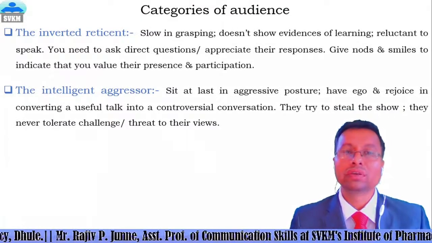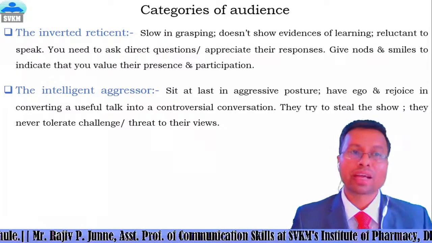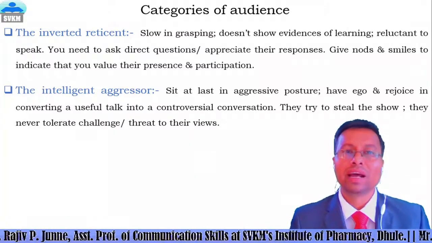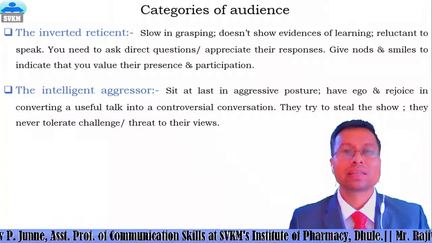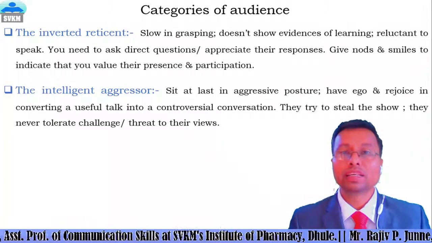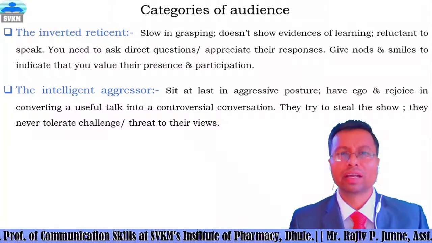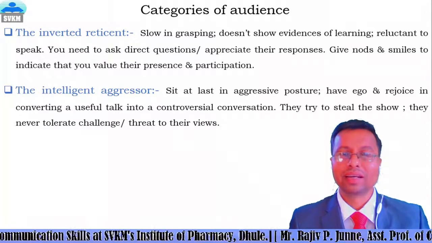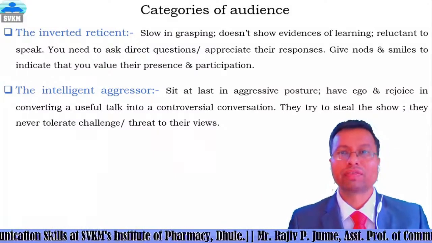What categories of audience are there? The first category is introverted reticent. What are these introverted reticent? They are slow in grasping and understanding your topic. They don't show any evidence of learning. First, they are slow in grasping your content, and they never show any sign of understanding.